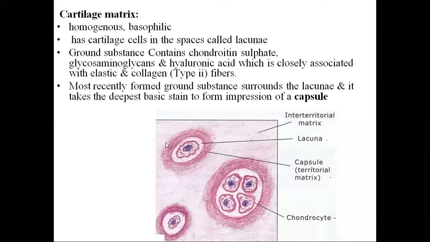Now, recently formed ground substance which surrounds a cell, the newly formed matrix, which takes the deep stain, is called capsule, as I mentioned before.